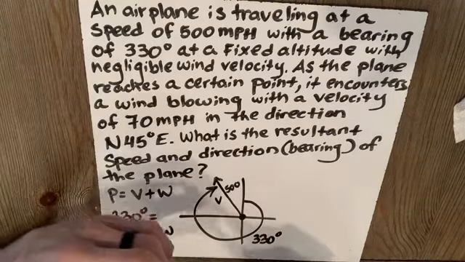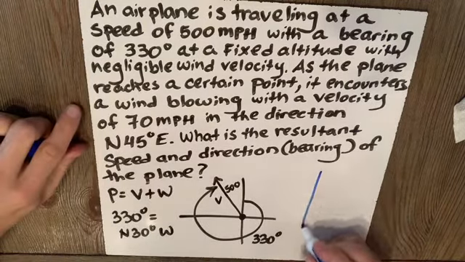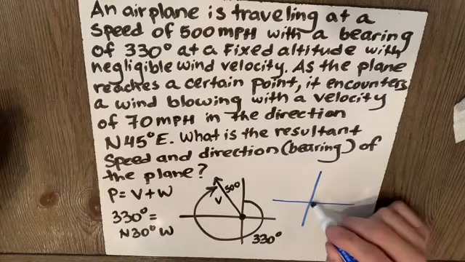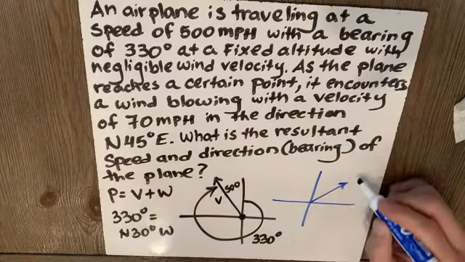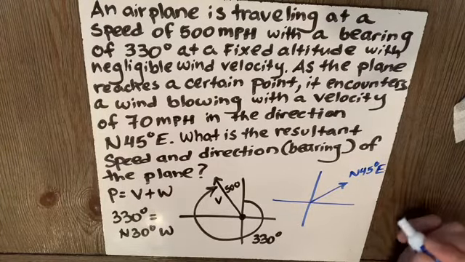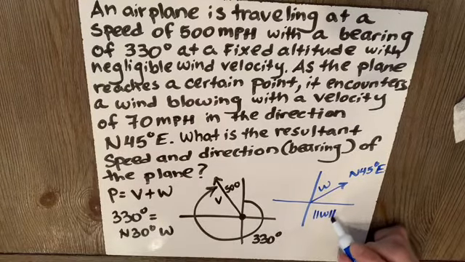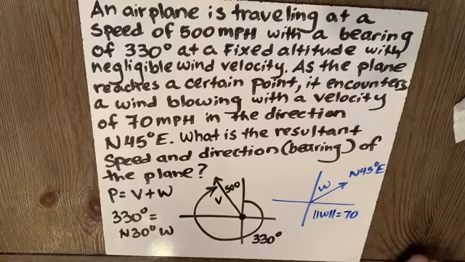All right, how about the wind? I'm going to draw another XY chart, and I'm going to say the wind is blowing north 45 degrees east. And if this is the wind, they said the wind's magnitude was 70 miles per hour, because that's the speed. All right. So here's my situation.